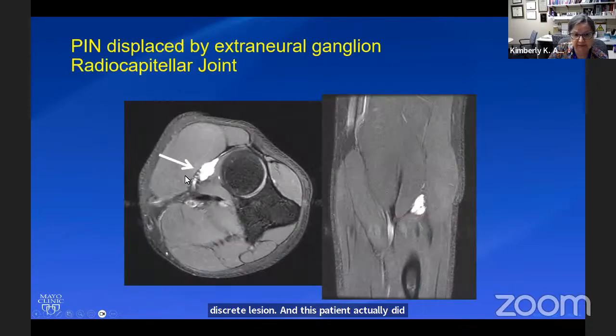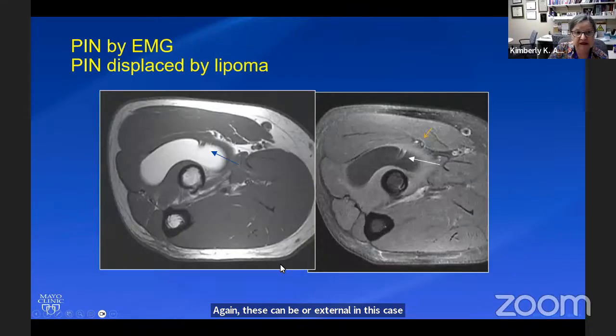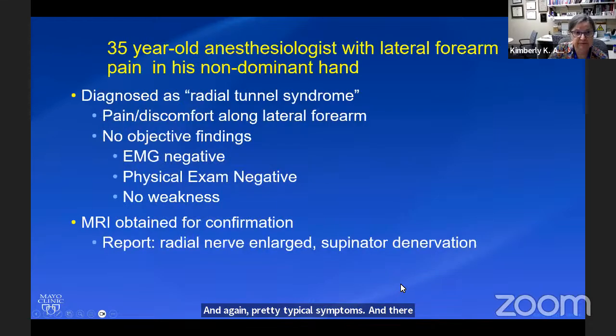This is another example of the PIN that's displaced by a ganglion cyst that's coming from the radiocapitellar joint. Again, these can be intraneural or extraneural. In this case, it's extraneural. And here's an example of the PIN being displaced by a lipoma. And again, pretty typical symptoms. And there is a superficial radial that is not affected.